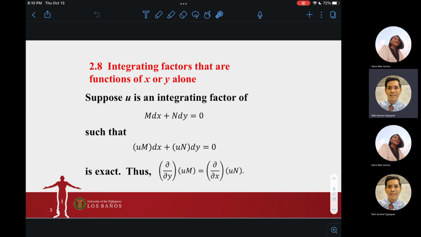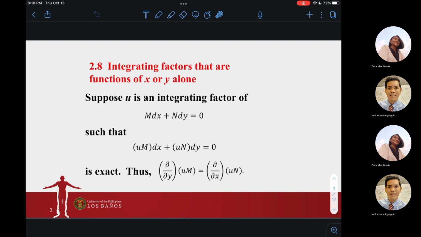Question, how do we find it? Okay? So tingnan natin kung paano natin yan makikita. Well, ito yung gusto nating mangyari. Delayed yata yung slide ko, but this is what I want to happen. I want again the partial of uM with respect to y to be equal to the partial of uN with respect to x. Ngayon, i-compute ko ano yung itsura nung partials na yan. Okay, I want to know ano yung itsura nung mga partial derivatives after I apply the product rule.